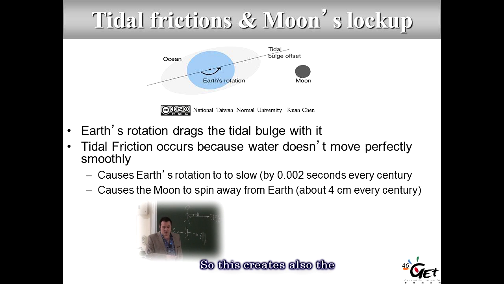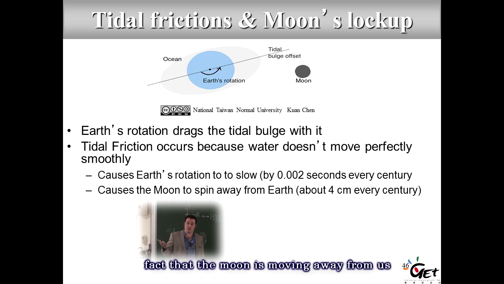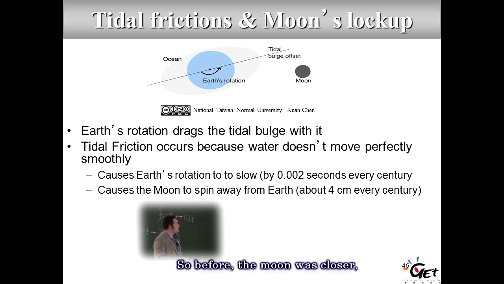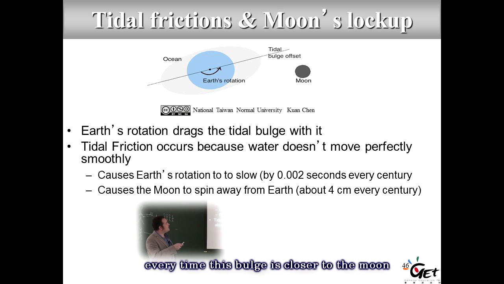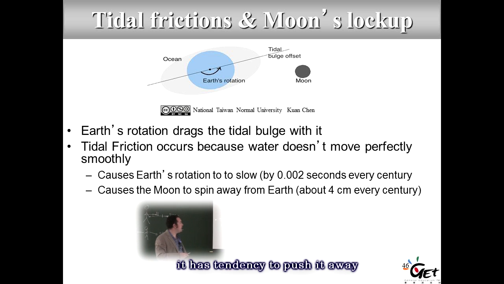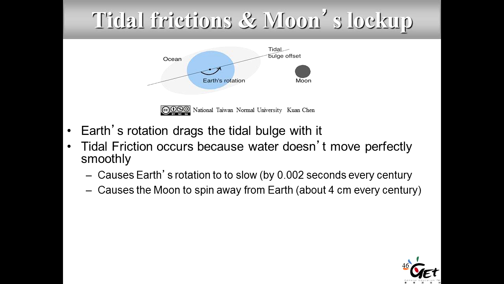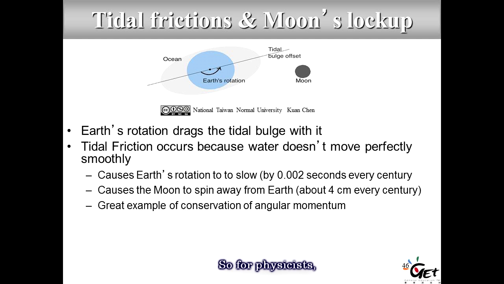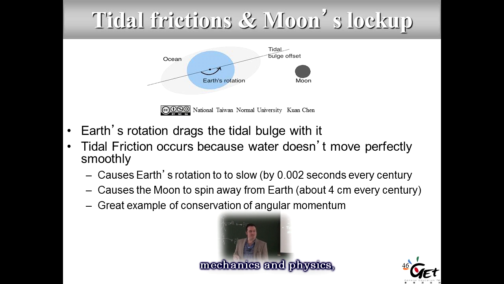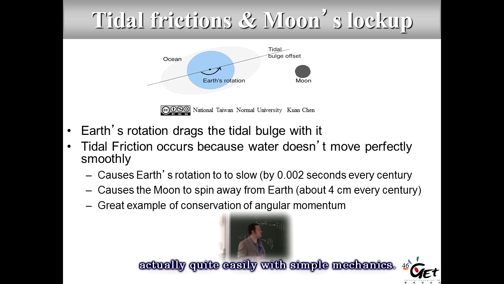So this also creates the fact that the moon is moving away from us, as I told you. Before, the moon was closer, but due to this tidal effect, every time the peak of the bulge is closer to the moon, it has a tendency to push it away. For physicists, it's a very good example of conservation of angular momentum. In terms of mechanics and physics, it's a very nice exercise to do. You can compute all that quite easily with very simple mechanics.